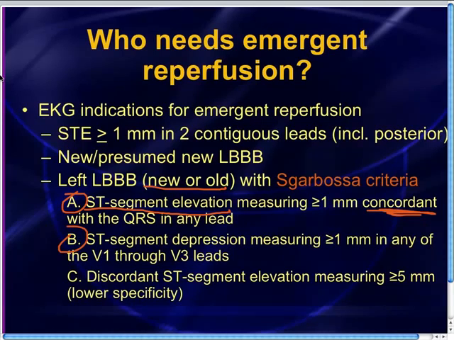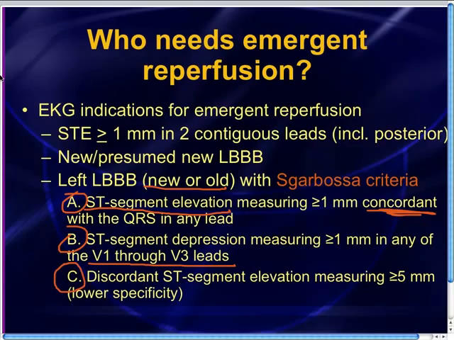Sgarbossa criteria B, the second thing she described, was that if a patient has ST segment depression, which is more than a millimeter in V1, V2, or V3. Now recall that, and I'll show you this in just a moment, a normal patient with a left bundle in V1, V2, V3 has QRS complexes that point downward. So again, if the ST segment is pointing in the same direction as the QRS complex in V1, V2, or V3, then that, with greater than 90% accuracy, predicted that that patient was having an acute MI with their left bundle. I'll show you examples of these in just a moment.